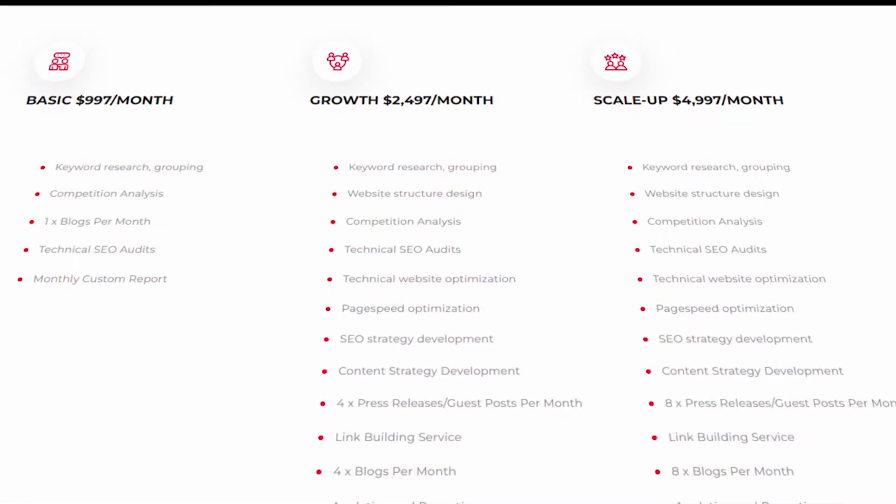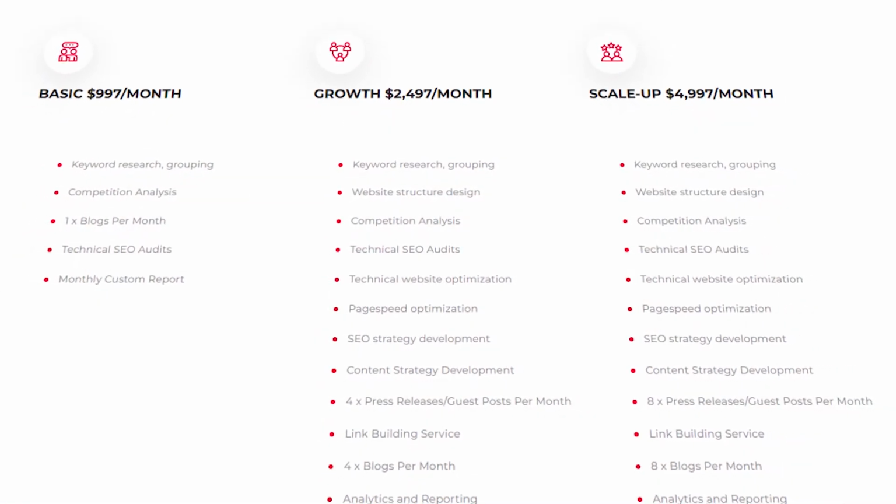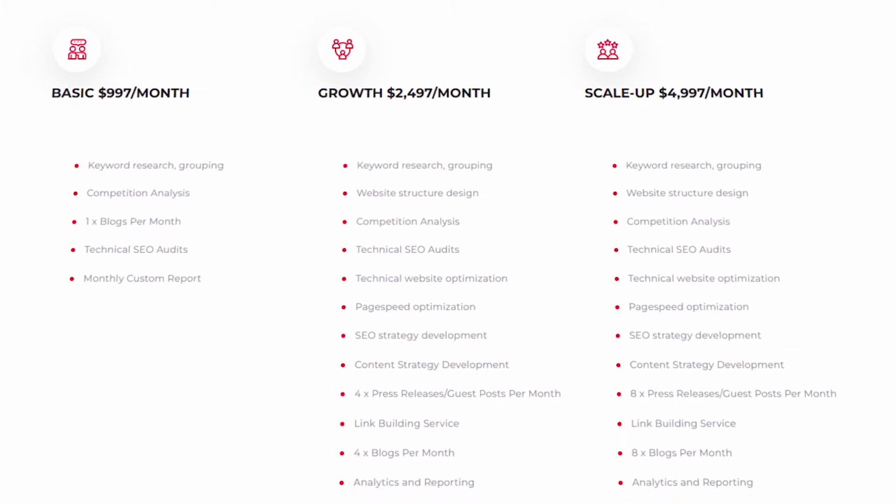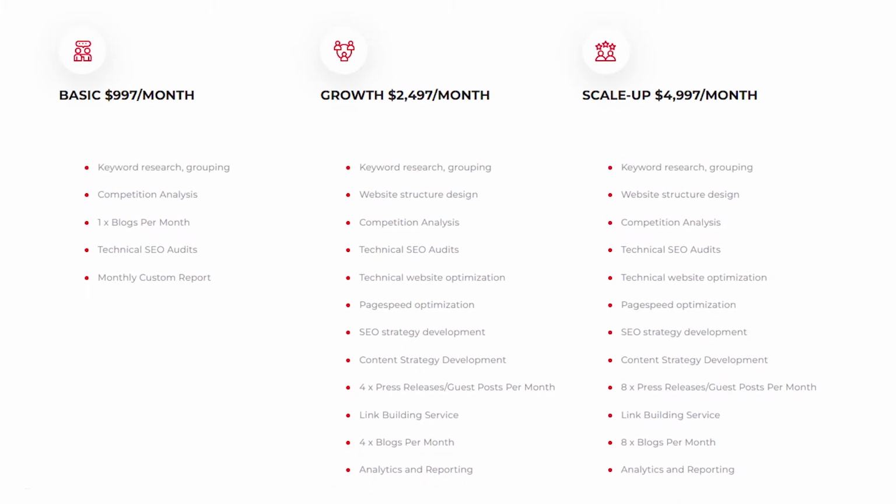The rate depends on the number of services provided, the appetite of an agency, and its specialist skills. RexSoft offers customers 3 packages of SEO promotion. These are Basic, Growth, Scale Up. The cost of packages from $997 per month to $4,997 per month. Packages differ in the list of services and scope of work.